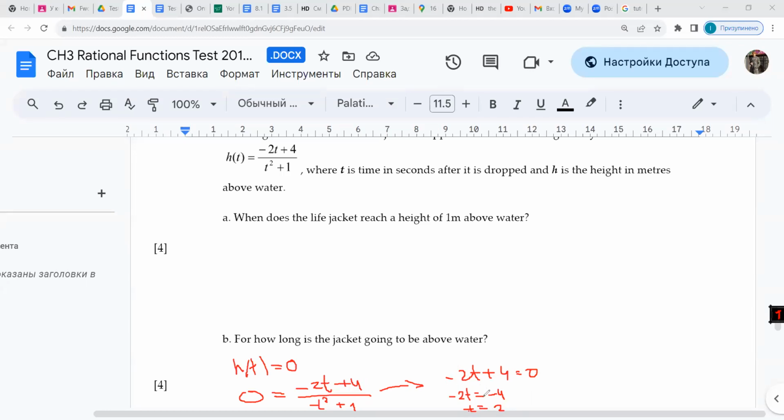So the answer would be that the life jacket is going to be above the water for 2 seconds. Okay?